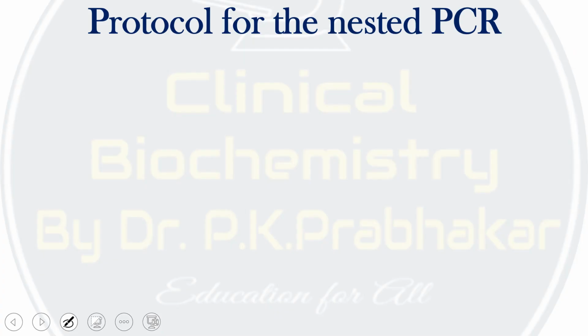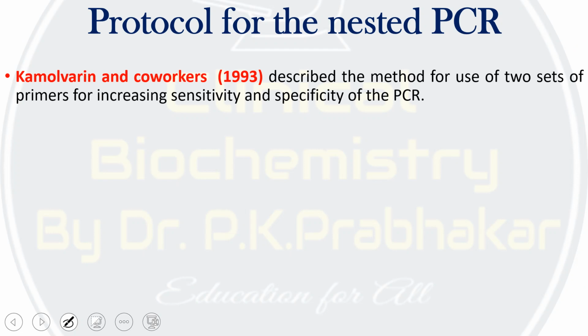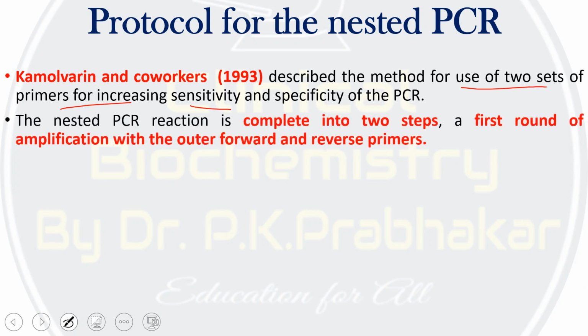Now what is the protocol? As you know, the normal, conventional PCR was discovered by Kary Mullis in 1985. In 1993, Pommel Varin and his co-workers described this method, using 2 sets of primers to increase both the sensitivity and the specificity of the PCR. Here we are going to use 2 steps, so this reaction will be completed in 2 steps.